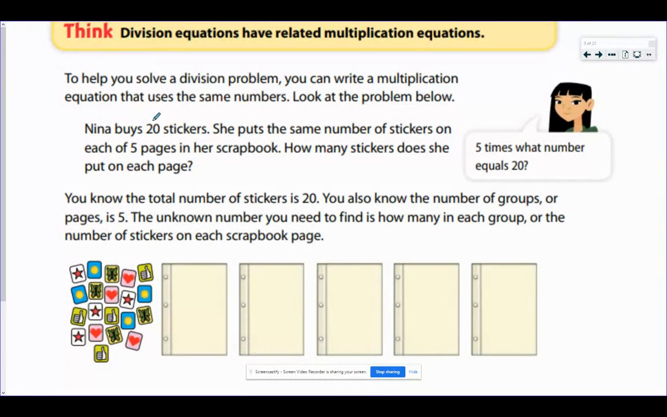Look at this problem. Nina buys 20 stickers. She puts the same number of stickers on each of 5 pages in her scrapbook. How many stickers does she put on each page? You can ask yourself, 5 times what number equals 20?